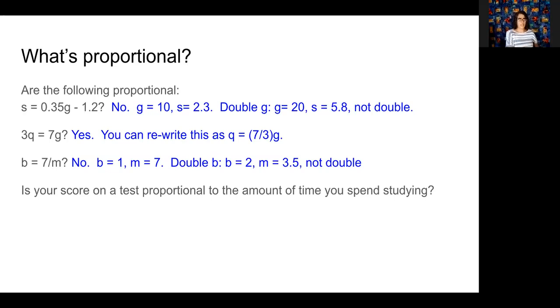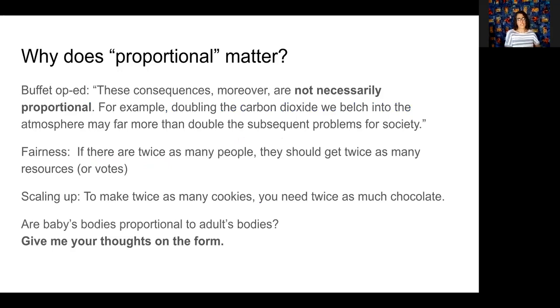And your score on a test versus the amount of time you spend studying, do you think you can double your score on the test by studying for twice as long? I certainly don't. So I would not expect those to be proportional. Can you multiply your score by 10 if you study 10 times as much? Certainly not necessarily. That's what it means for things to be proportional.